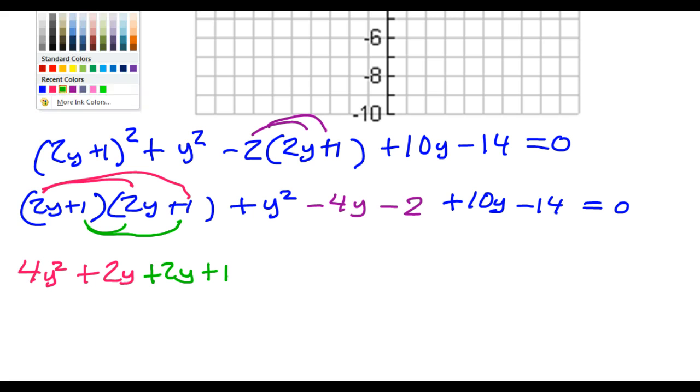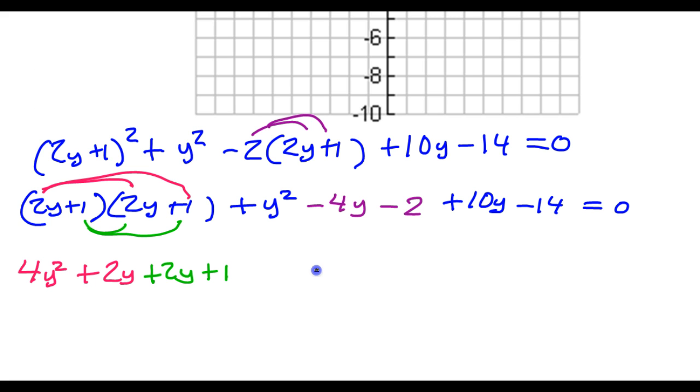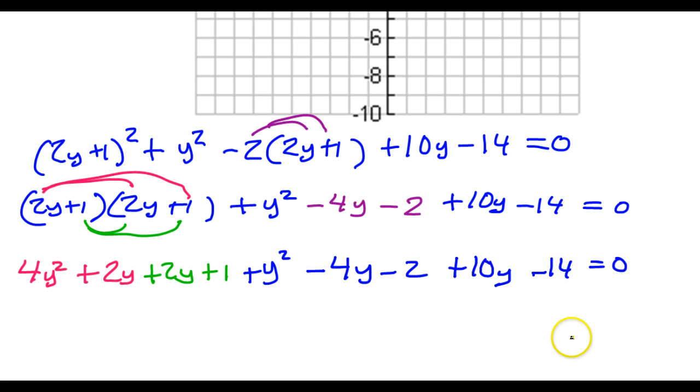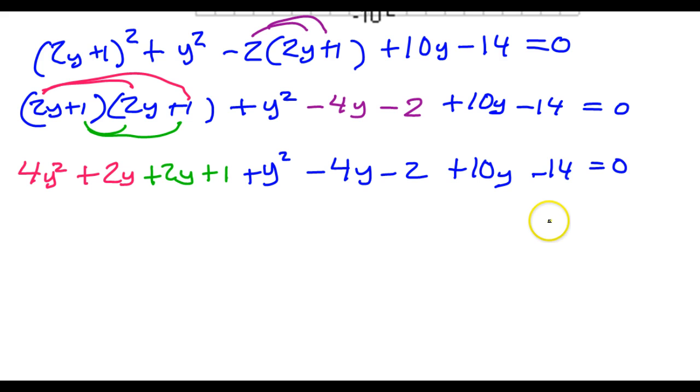Okay? So bringing down other things. Okay, so here I have y squared. I guess I'll just bring it all down. Y squared minus 4y minus 2 plus 10y minus 14 equals 0. So now it's time to combine all my like terms now that all the parentheses are gone. So I'll start with the y squared terms. So here I've got 4y squared and just 1y squared. So that's going to make 5y squared.